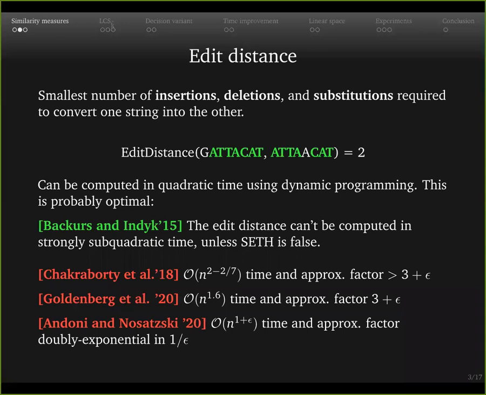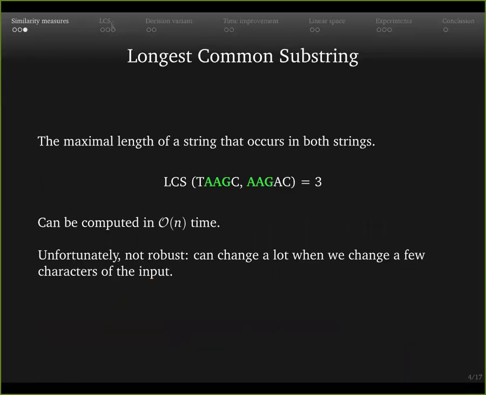Another way you can go, starting from the fact that the edit distance can be computed in strongly subquadratic time, is looking at other similarity measures. One of them is the longest common substring that we already mentioned in the previous talk, where we want the maximum length of a string that occurs in both strings. So the LCS of AAGC and AAGAC is just 3. It can be computed in linear time, for example via the suffix tree. And the problem is it's not robust. It can change a lot when we just change a few characters in the input.